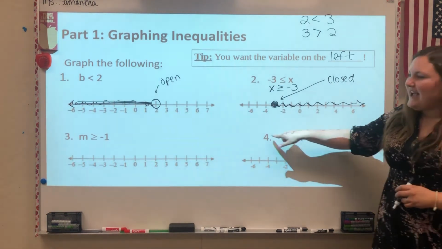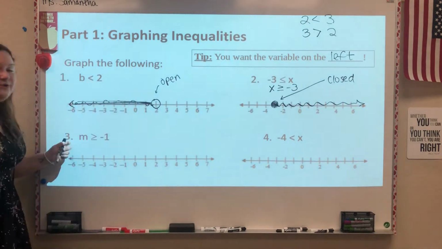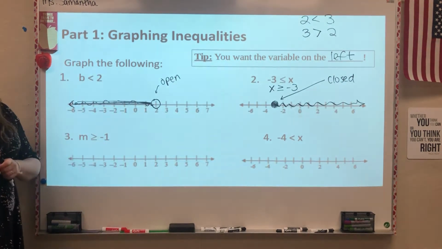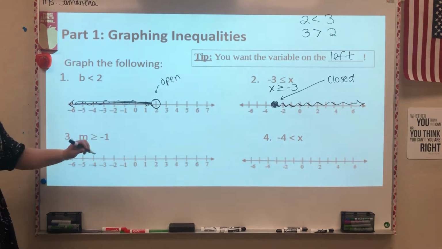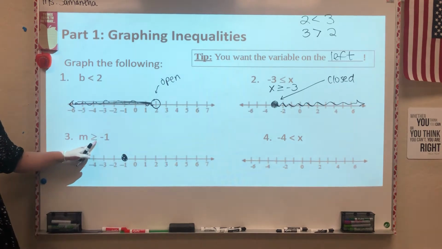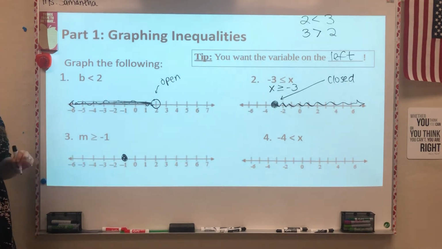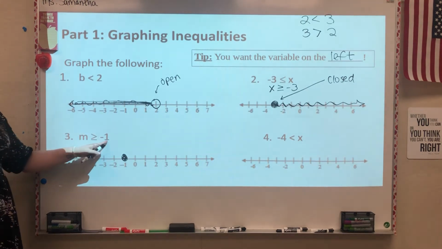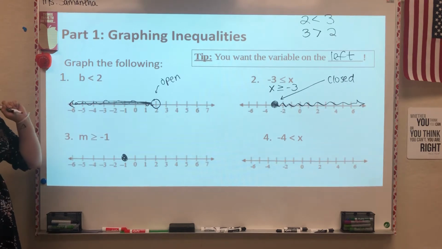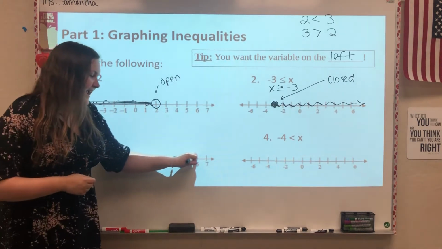I'm going to have you try these next two here. First for number 3, you tell me, would we want an open circle or a closed circle at -1? You want closed because we've got it's or equal to -1. So this is showing that m could be -1. What about the shading? Which direction would we want to shade? Left or right? We want to go right.